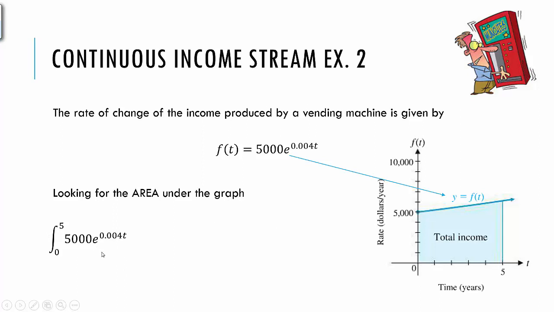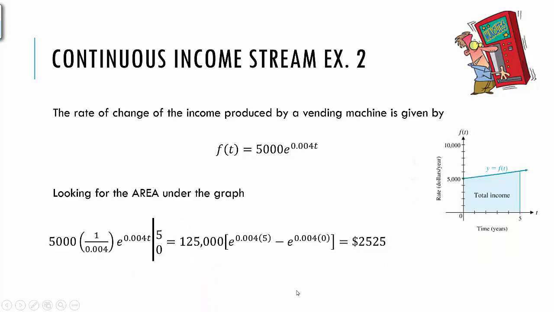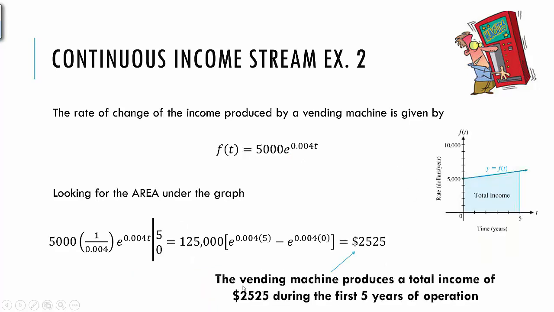Remember I mentioned that there was a shortcut way of doing this with the 1 over k e to the kt, so you don't have to use substitution. Now I simply evaluate this at 5 and at 0. And I get 2525, which says the vending machine produces a total income of $2,525 during the first 5 years of operation. So apparently if you go in the vending machine business, you're not going to make very much money, or at least this one's not making much money.